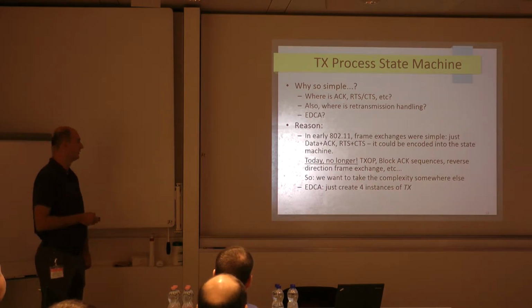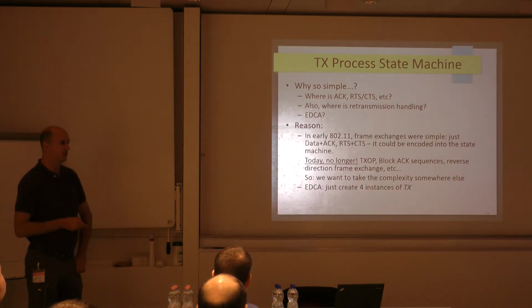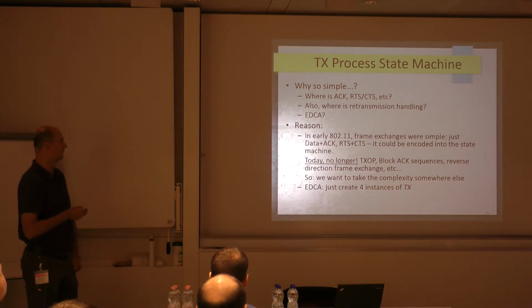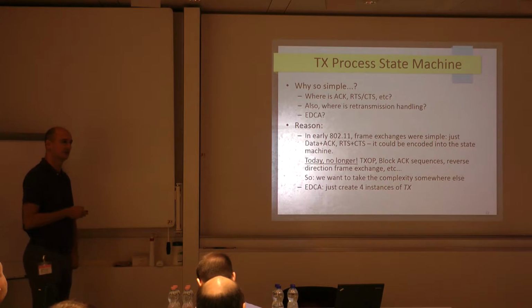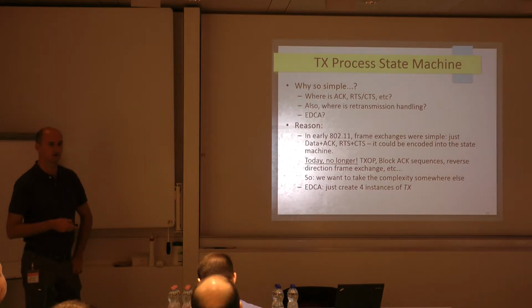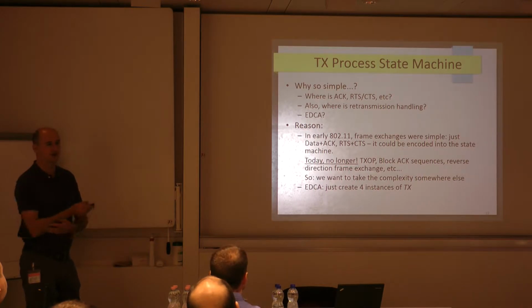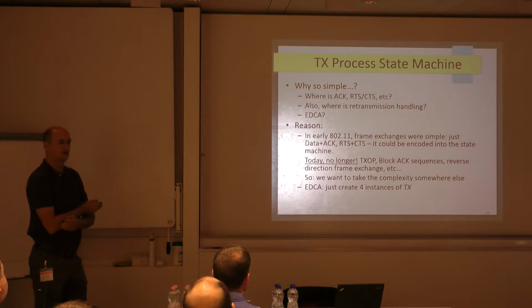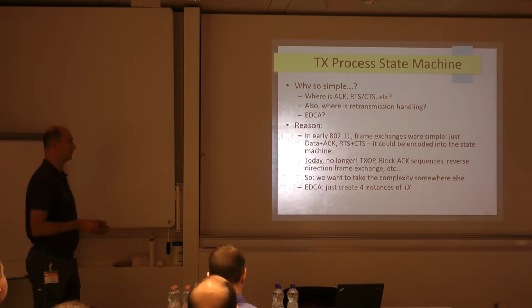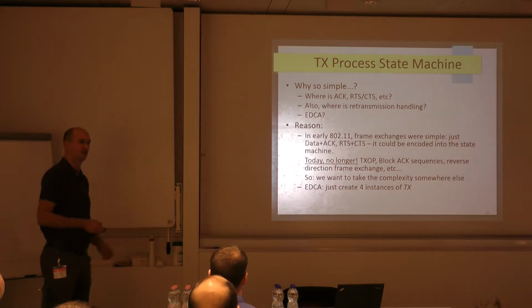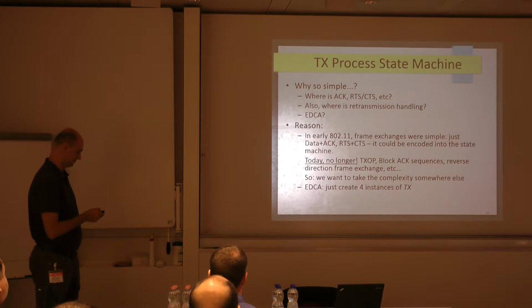Okay, so why did we take the acknowledgement, RTS, CTS handling away from the transmission state machine? It's because in the early revisions of the standards things were quite simple, and when we got to later revisions, to N and later ones, there are more complicated frame exchanges, and we don't want to incorporate them into the state machine because then things just get unmanageable.